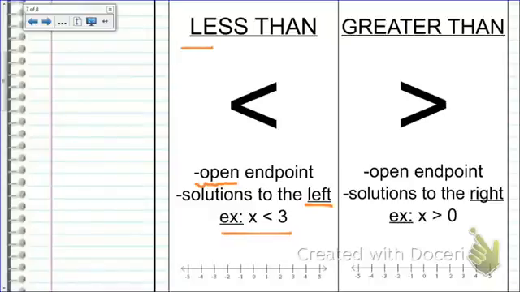Okay? So when we're graphing it on the number line, we use the open endpoint because that's the fence around 3. All the solutions are to the left because to the left of the number line is where all the numbers that are less than 3 lie. So I would put an open endpoint at 3 and draw an arrow to the left, because that indicates that every single value to the left of 3, and you cannot include 3, satisfies the requirement x less than 3.